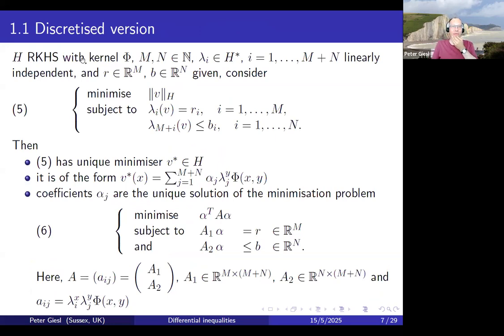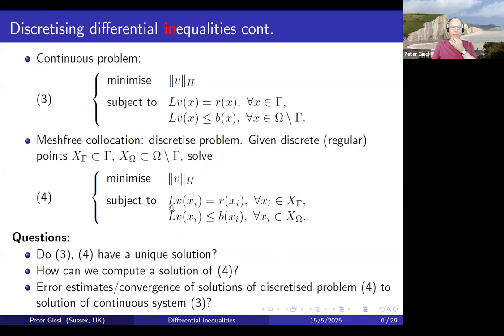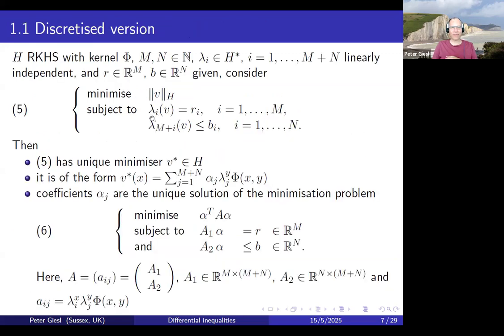So the discretized version is this one. I've just rewritten the discretized version, but I've now used these lambdas again. In our case here, these lambdas are just the operator L again, and we plug in the point xi. So this here, L V xi, is just written as lambda i of v. That's basically the same thing. It's just handy to write these lambdas here.